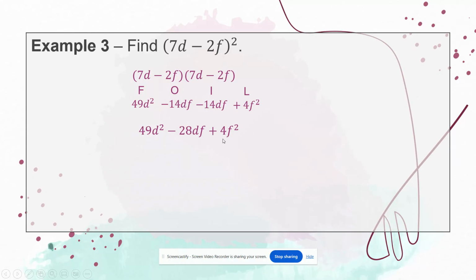So the square of a sum and the square of a difference are very similar ideas with one slight change, okay? The square of a sum, there's a plus sign. The square of a difference, there's a minus sign, okay?